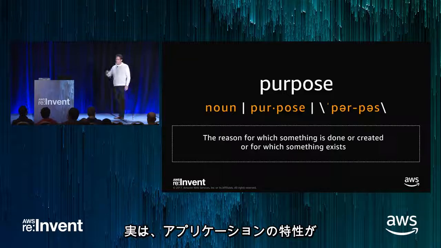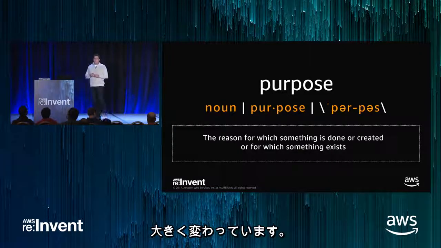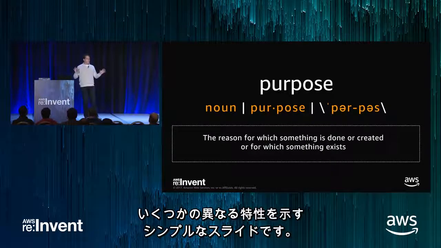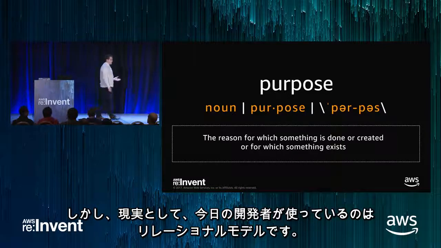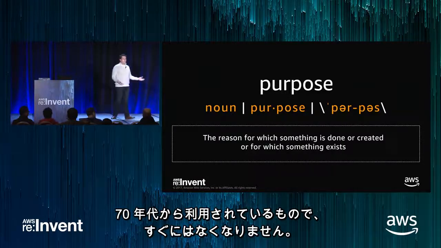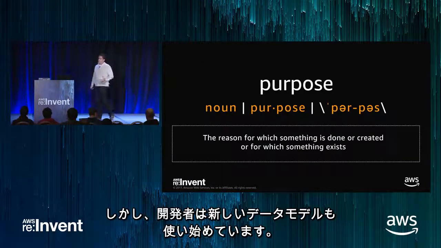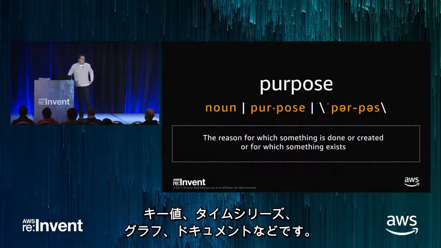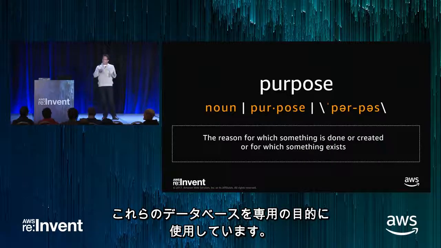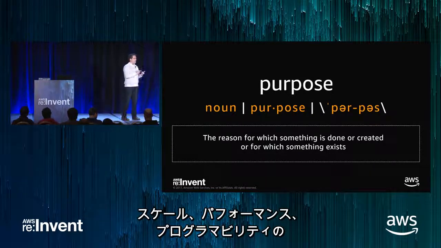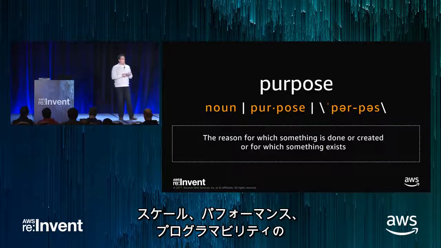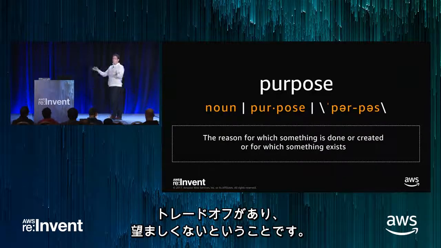And the reality is the characteristics of applications have changed quite a bit. I'll show you a couple slides here in a minute, just simple framing slides on some of these different characteristics. But the reality is developers today are using relational models. It's been around since the 70s, not going to go away. That's great if you need referential integrity. But developers are also using new data models like key value, time series, graph, and document. And they're using these databases for very specific purposes. What I usually hear from developers is they don't want to trade off scale, performance, or programmability, in the spirit of having a one-size-fits-all system.